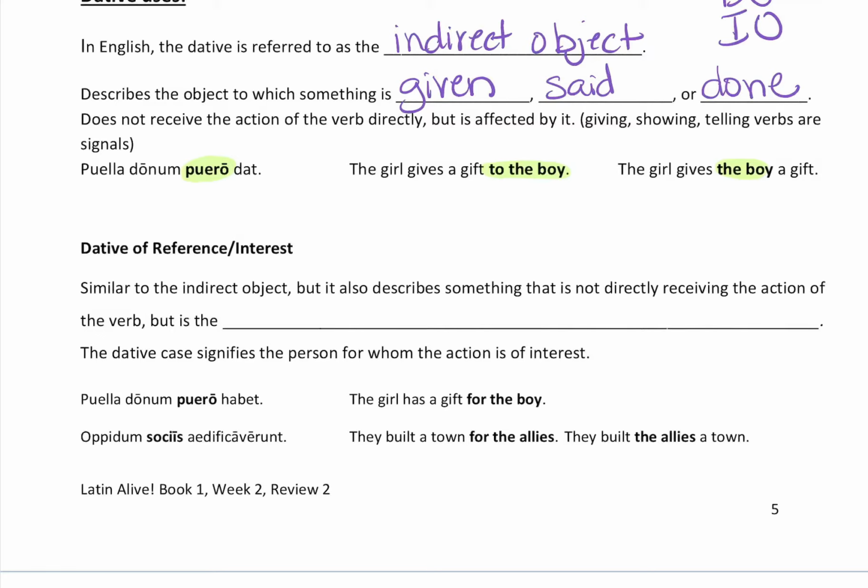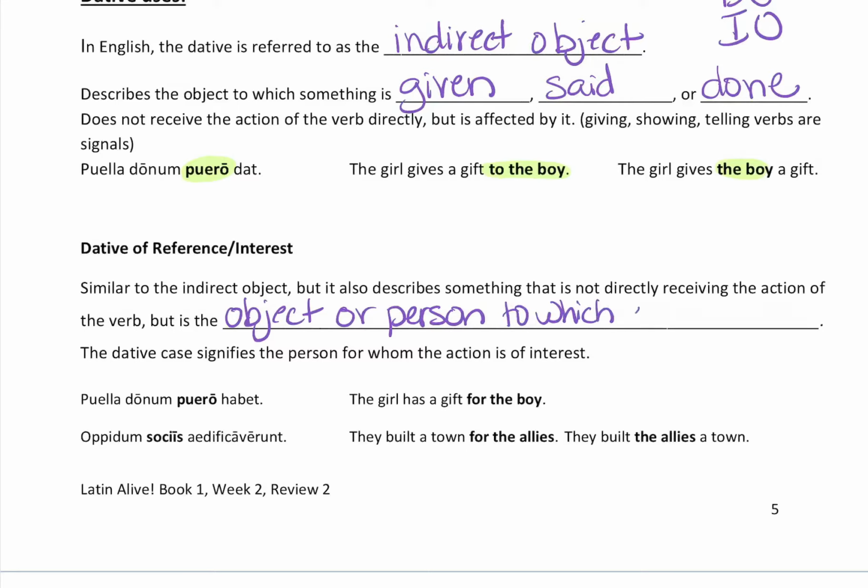Now, the second kind of dative that you learned is the dative of reference or the dative of interest. So it's similar to the indirect object, but it also describes something that is not directly receiving the action of the verb, but it is the object or person to which a statement refers.